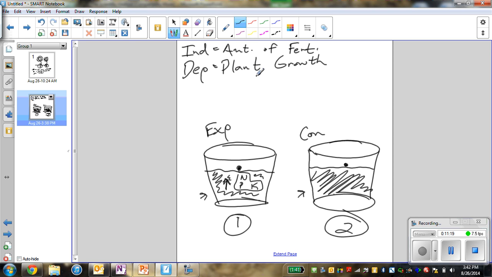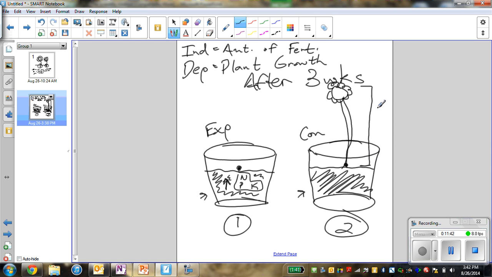All right, let's pretend that after 3 weeks, this flower has grown. Let's say this right here is 5 inches. Okay. Actually, you know what? In science we use centimeters, but I'm just going to use inches to simplify the measurements right now. Okay. So we'll do 5 inches there.